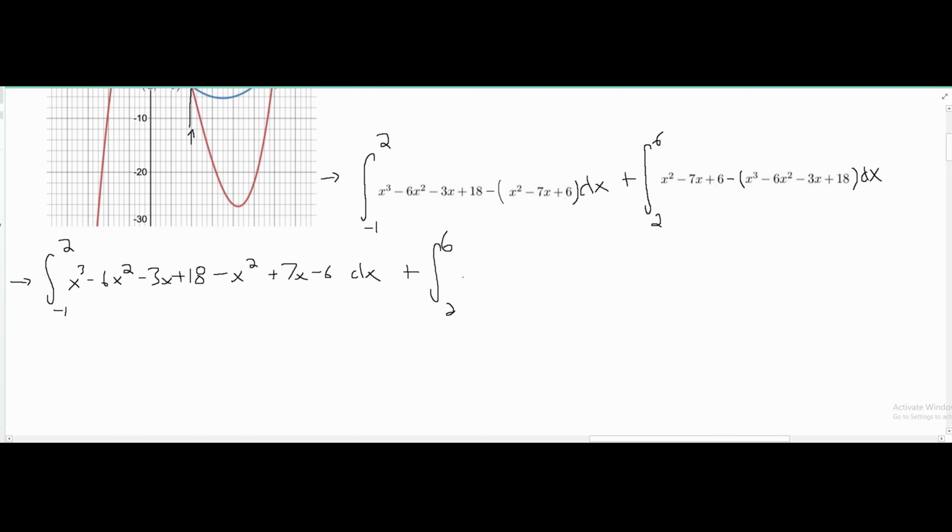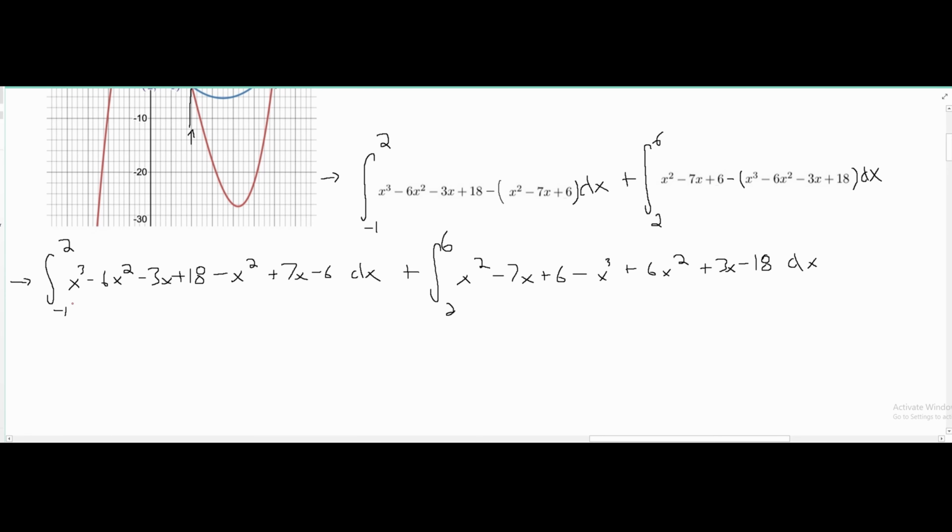We can't combine these integrals yet because they have different boundaries. We are going to factor in our negative here just like we did for the other part. We're going to have a negative x cubed, a positive 6x squared, and a positive 3x minus 18 with a dx here. Now we can start combining things respectively.